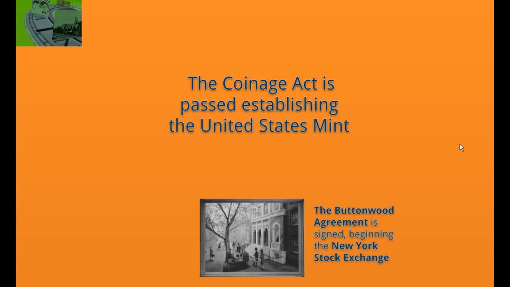As a continuation of Hamilton's plan, we have the Coinage Act, which is passed to establish the United States Mint, which is going to produce the currency, coins, and in the future the papers or the bills of the United States. Now, currency is going to be a very important aspect of the United States economic development.